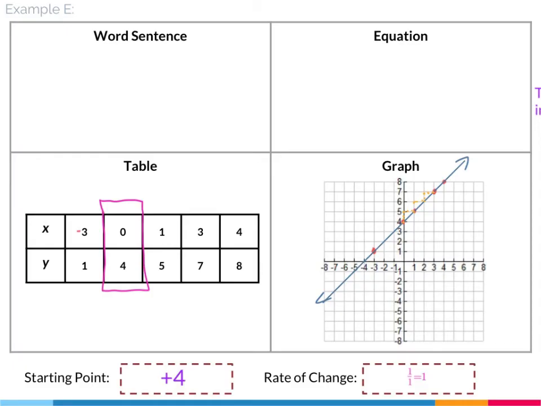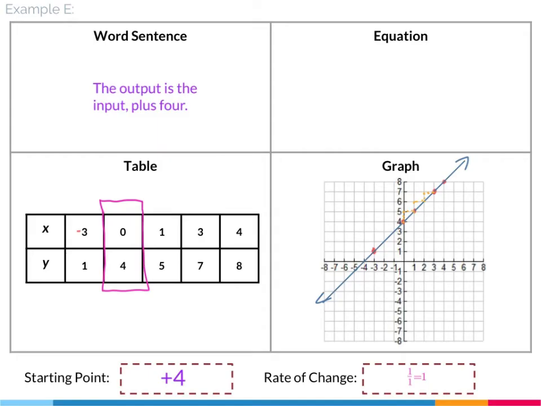So we know that our graph starts at 4, and we know what's happening to the input is nothing. It's just being multiplied by 1. So our word sentence is the output is the input plus 4. Since we're not multiplying the input by anything, we're not going to write the output is the input multiplied by 1. That doesn't make any sense. So we're just going to leave the output is the input plus 4. And we know it's plus 4 because our starting point is plus 4.